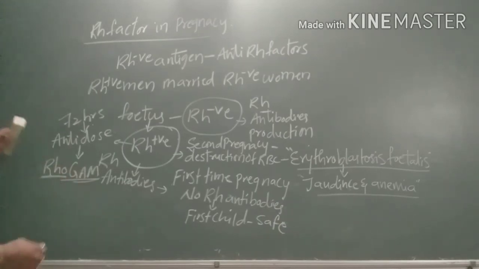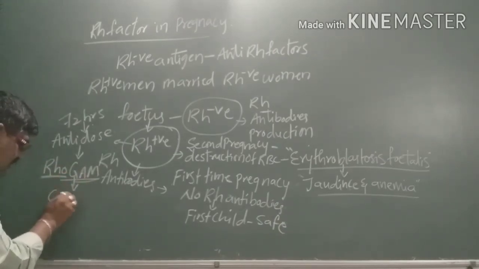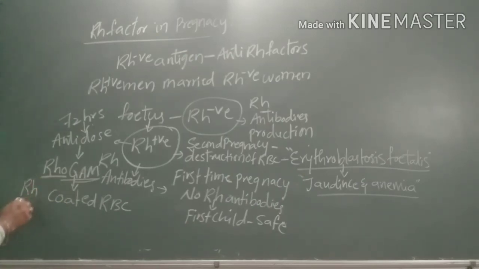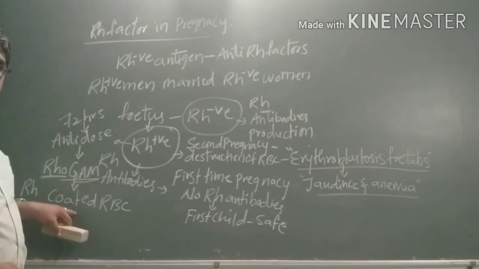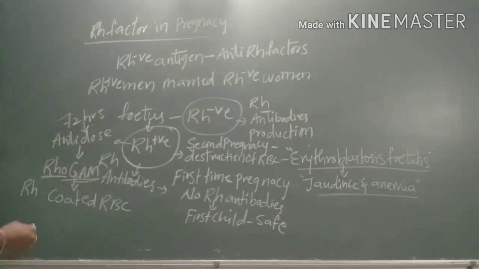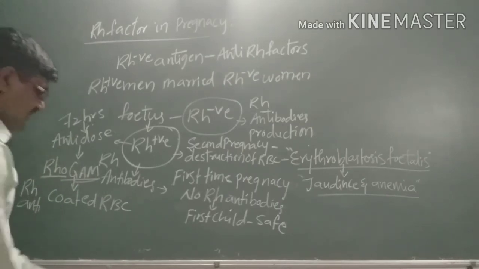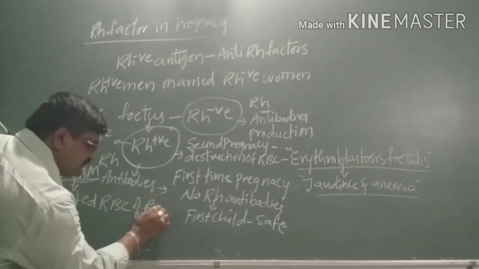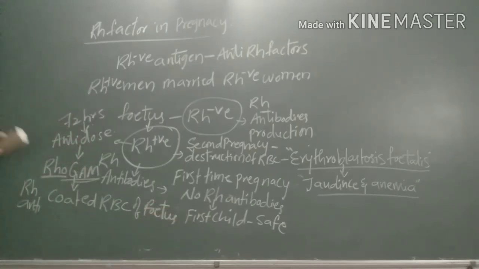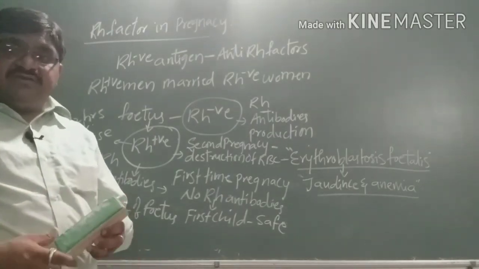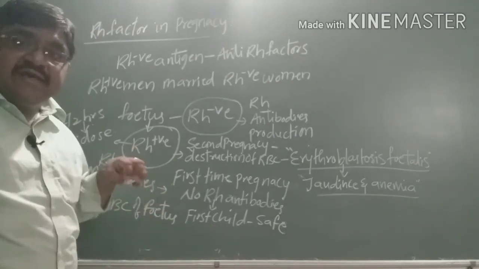RH RhoGAM helps by providing a coat. The RBC of the fetus is coated with RhoGAM, so it will not be affected. Because the RBC cells are coated, the destruction of RBC will not take place, and it does not lead to the death of the fetus.